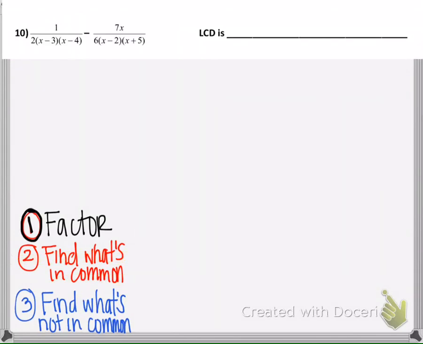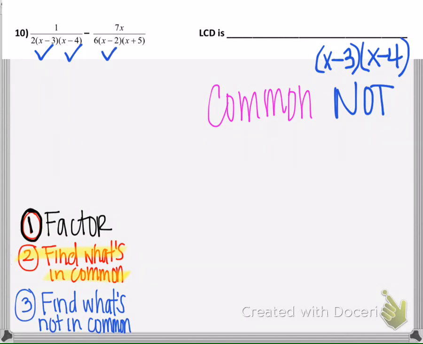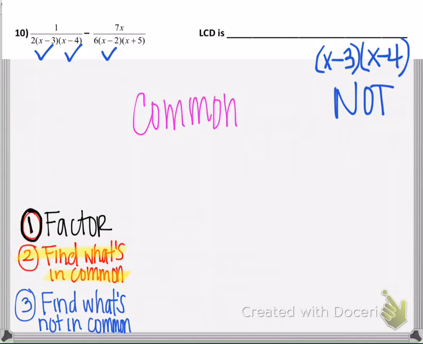All right, last one here. So let's go ahead and start with what's in common. I don't see that they both have an x minus 3, so we need that. I don't see that they both have an x minus 4, so we need that. I don't see that they both have an x minus 2. And I don't see they both have an x plus 5.